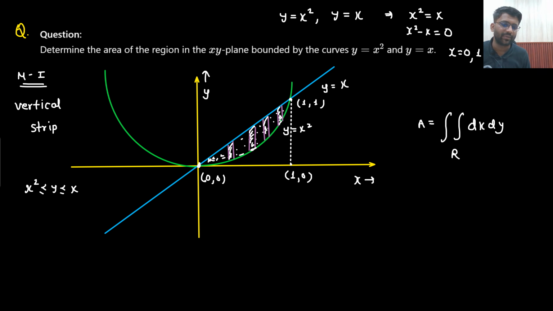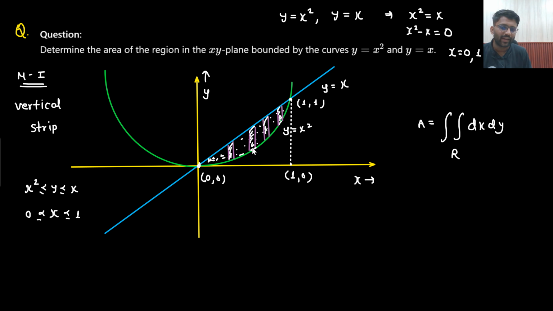So if I have taken the limit of y, which is going from x square to x, I will forget about y now, I will only talk about x now. So x is moving from 0 to 1. That's it. Is that clear to you?